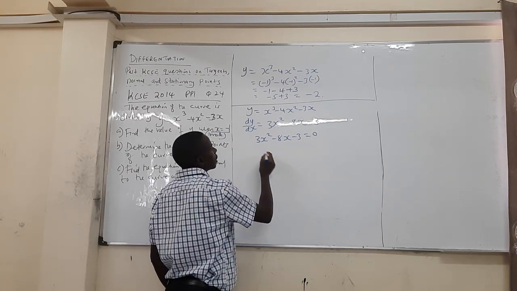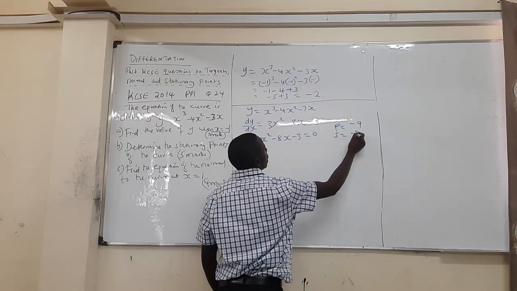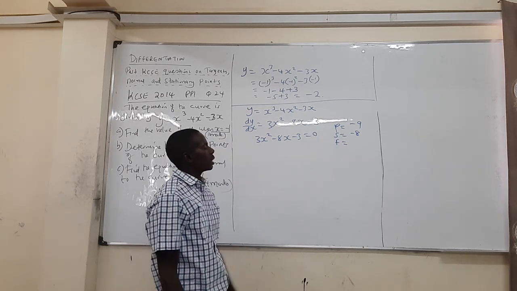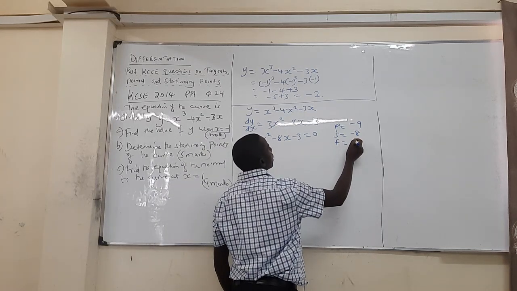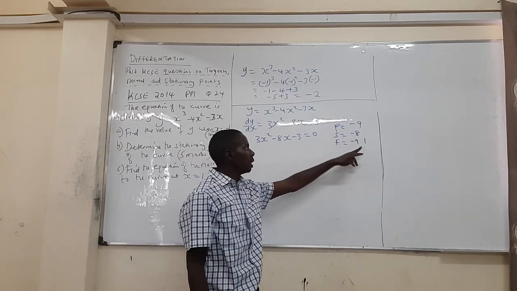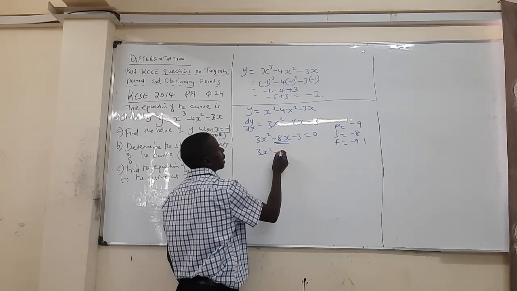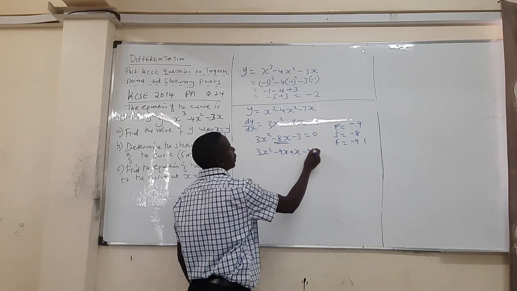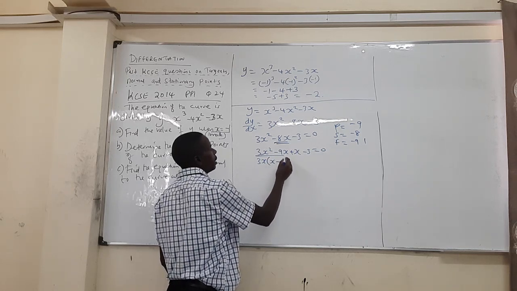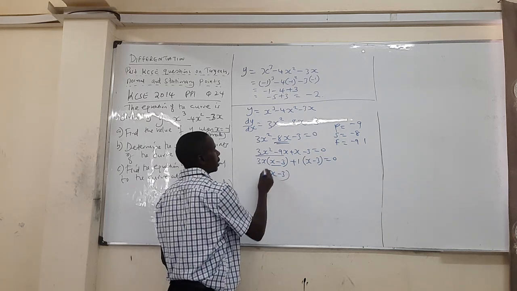To factorise this, we take the product: 3 times minus 3 is minus 9, and the sum is minus 8. We look for factors, numbers that when multiplied give minus 9 and when added give minus 8. That is minus 9 and positive 1. Minus 9 times 1 is minus 9, and minus 9 plus 1 is minus 8. So we replace the middle term with these two: 3x squared minus 9x plus x minus 3 is equal to 0. We factor out 3x from the first pair: 3x(x minus 3) plus 1(x minus 3) equals 0. So we take (x minus 3)(3x plus 1) equals 0.